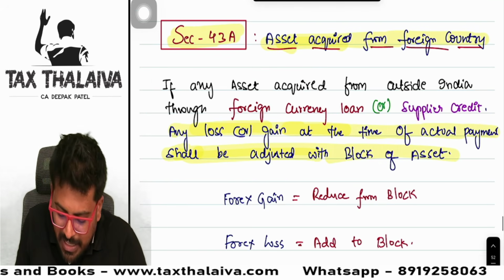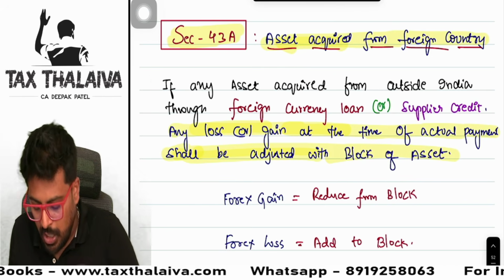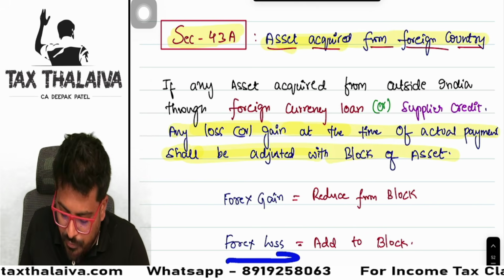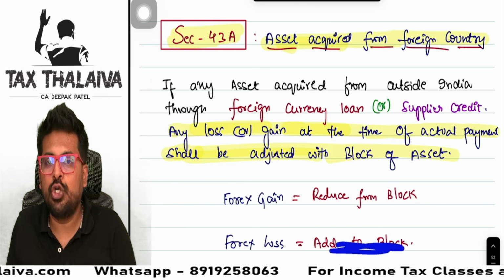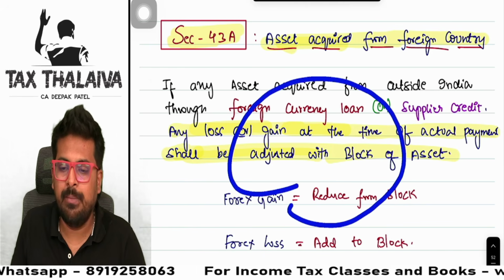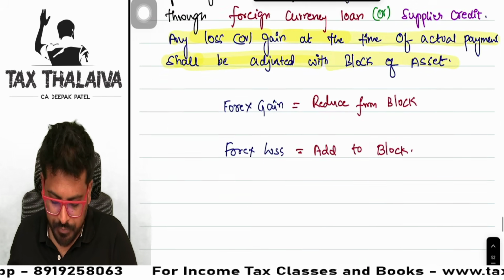So if there is a forex gain, always remember, reduce that amount of gain from the block of asset. If there is a foreign exchange loss, then add it to the block of asset, because that is adding to the cost of asset and you can claim depreciation on it.